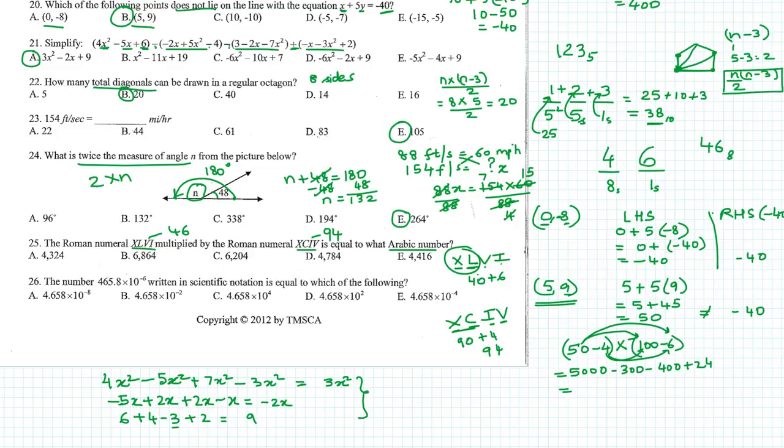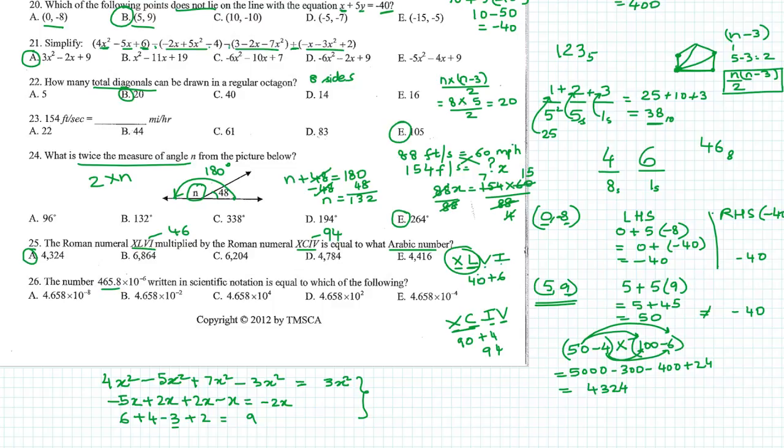So 5,000 minus 300 is 4,700. Minus 400 is 4,300, plus 24 is 4,324. So the answer is A, 4,324. Question 26. The number 465.8 into 10 to the power minus 6 written in scientific notation is equal to which of the following?